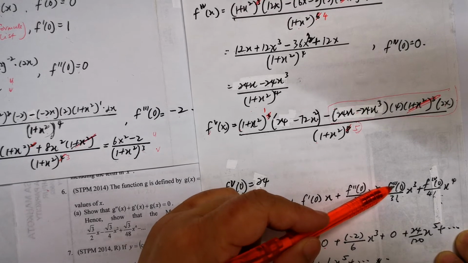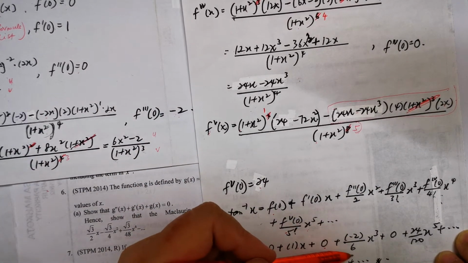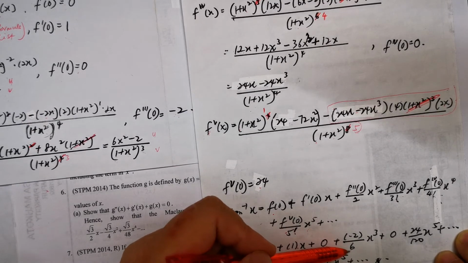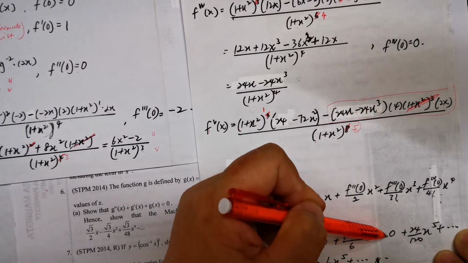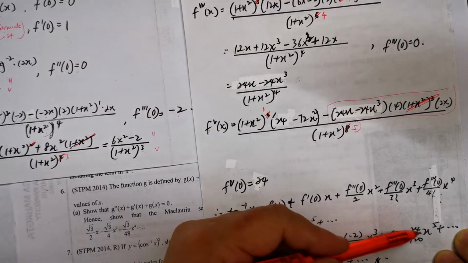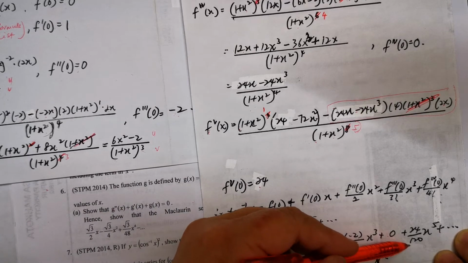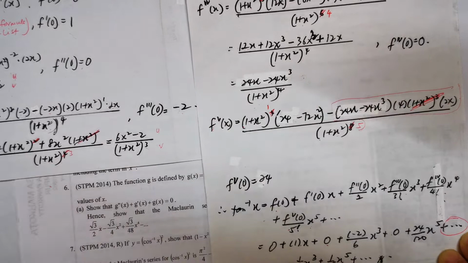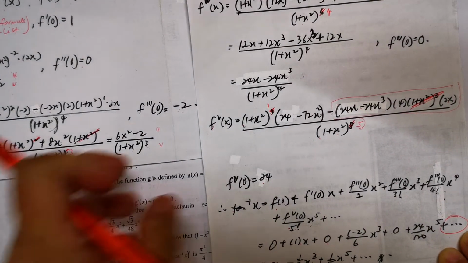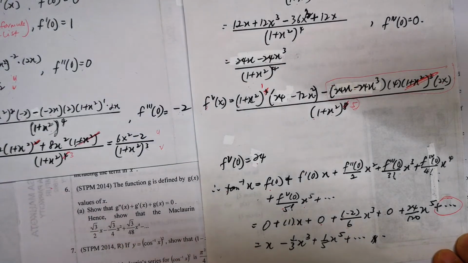Okay, so f triple prime 0 is negative 2. Negative 2 over 3 factorial. Factorial 3 is 6, x cubed. Fourth derivative again 0. And fifth derivative 24, 24 over factorial 5. Factorial 5 is 120, x power 5. Again, remember, don't forget your plus dot dot dot. Alright? So the last step, just simplify that.